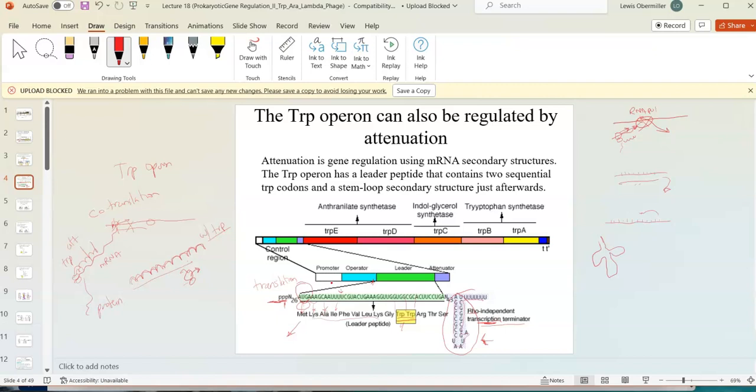Now, if there's no tryptophan present, the ribosome pauses. Just think about the runner stopping whoever has the football and stops chasing them. Well, it's going to get to continue on to the end zone. And so the polymerase is going to continue on producing each of these RNAs, and then those are all going to get read into proteins. And in this case, that makes sense because if we don't have tryptophan, we need to make tryptophan. That's how attenuation works.